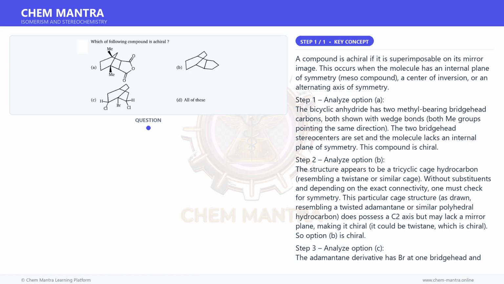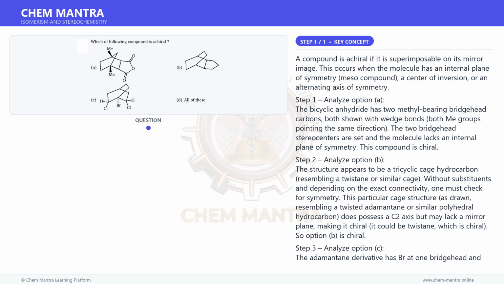Step 1. Analyze option A. The bicyclic anhydride has two methyl-bearing bridgehead carbons, both shown with wedge bonds, both Me groups pointing the same direction. The two bridgehead stereocenters are set, and the molecule lacks an internal plane of symmetry. This compound is chiral.